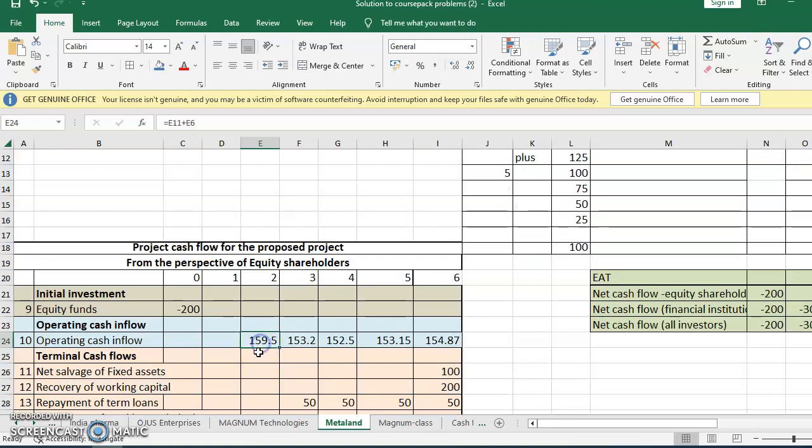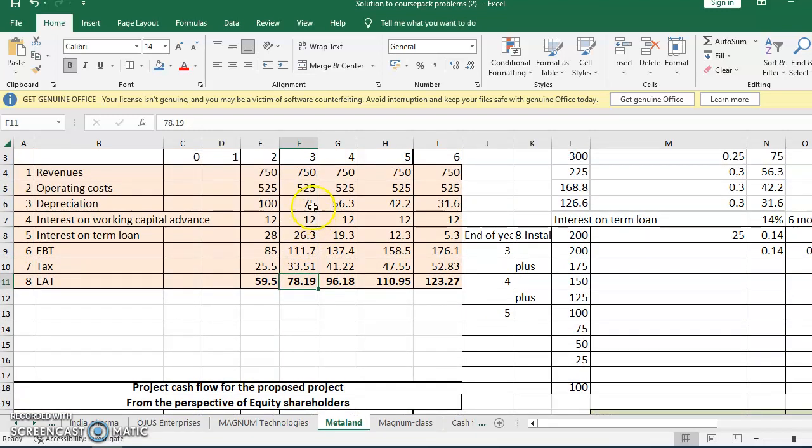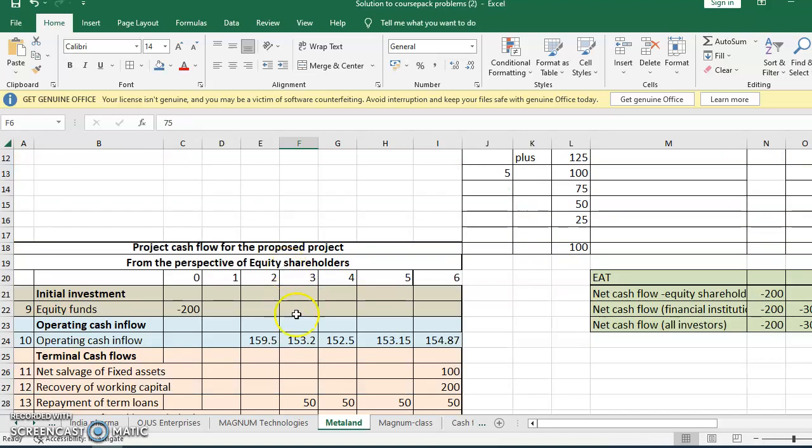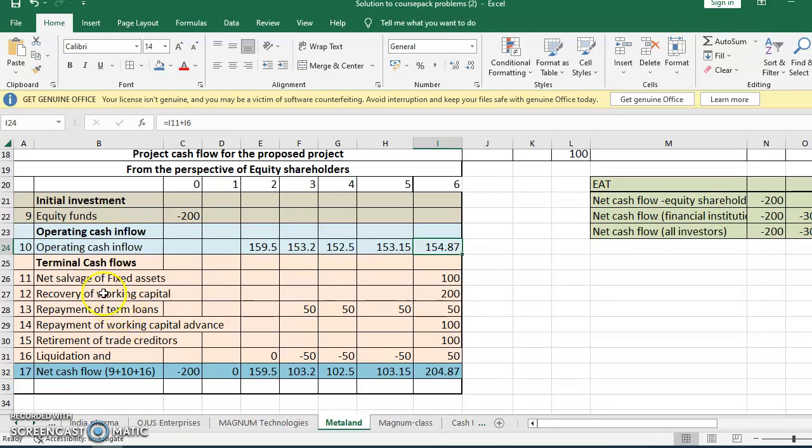So that's how I've taken 159.50. Once again, for the second year, it is 78.19 plus your 75, which is equal to 153.53. And we have got this. And the last part of your net cash flow is the terminal cash flow. Terminal cash flow in this case is what? Salvage value of fixed asset, recovery.